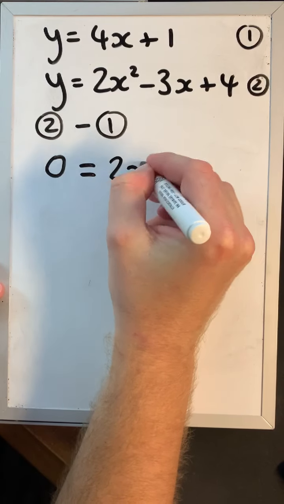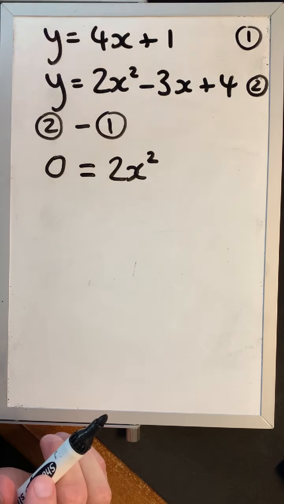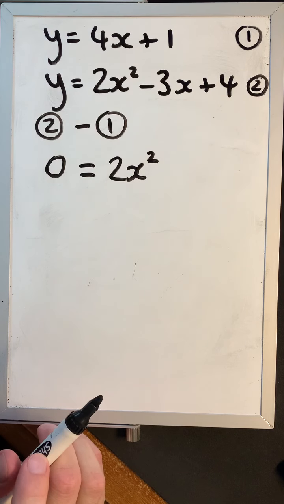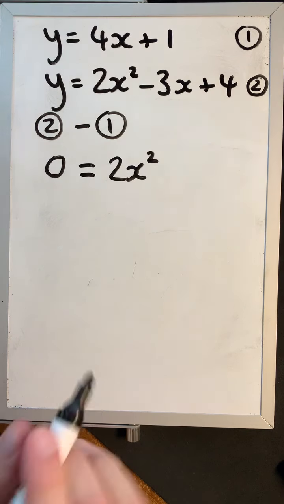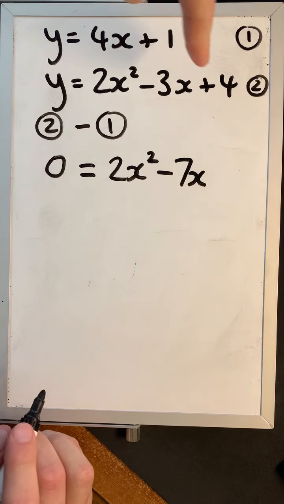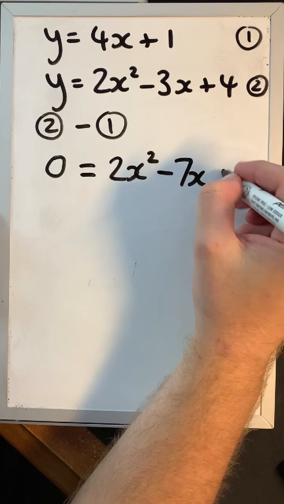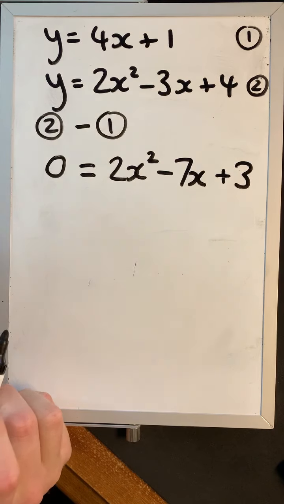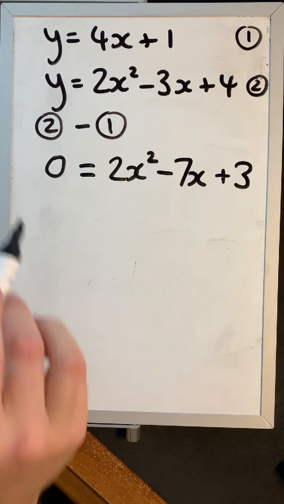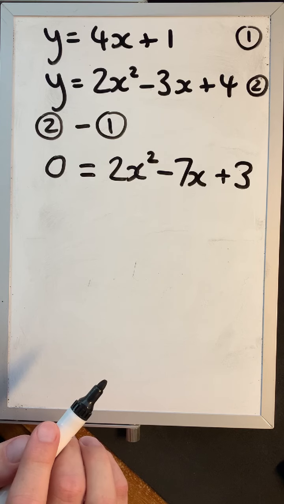We've got 2x squared. There's no x squared to take away on the top equation. We've got minus 3x minus 4x, which will give us minus 7x. And we've got 4 minus 1, which will give us 3. So I've just taken away the corresponding terms. And here we are then, we've got a quadratic to solve.